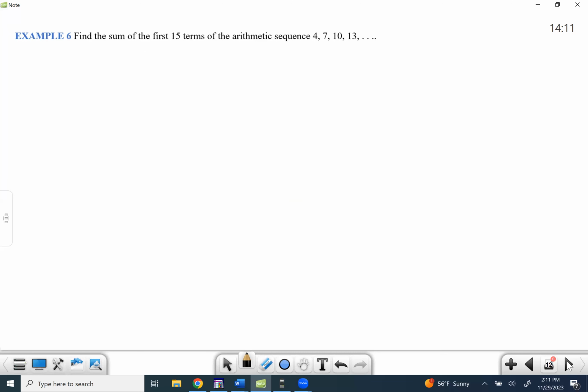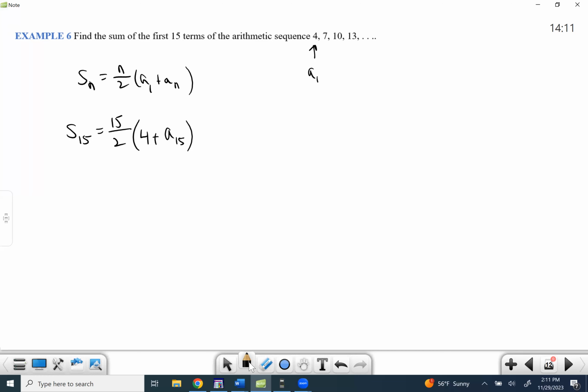Find the sum of the first 15 terms. Okay, so I'm going to write down the formula. Okay, so n is going to be 15, which means n here is 15. And then the first term is clearly going to be 4. But the problem here is that we don't have the last term, huh? We don't have the 15th term, okay? So right now we're looking for a sub 15.